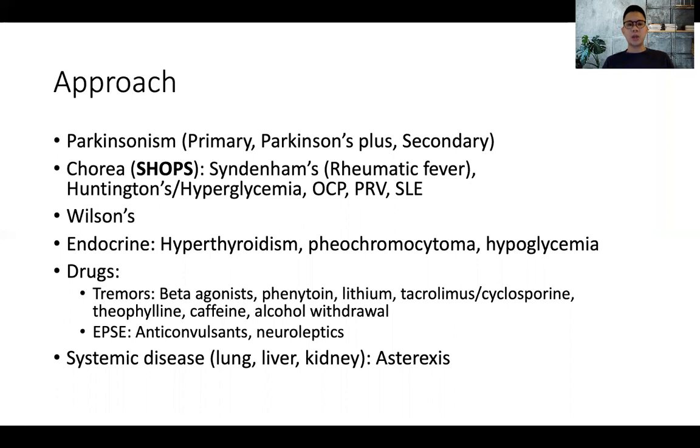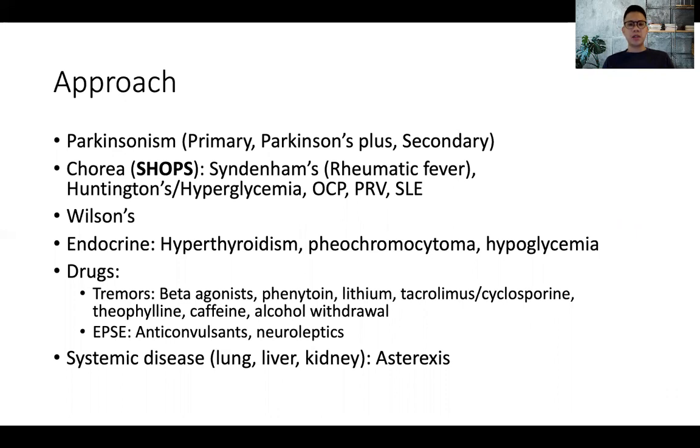I think of the common groups first, so Parkinsonism and chorea. For Parkinsonism, I think of it in terms of primary Parkinson's disease, and Parkinson's plus, which traditionally we think of in terms of cortical basal degeneration, multisystem atrophy, and progressive supranuclear palsy. So we look for any ophthalmoplegia for PSP, any autonomic or pyramidal or cerebellar features in multisystem atrophy, and any alien limb syndrome or other associated features in cortical basal degeneration. And secondary causes would include any form of CNS pathology that affects the basal ganglia, strokes, trauma, etc.